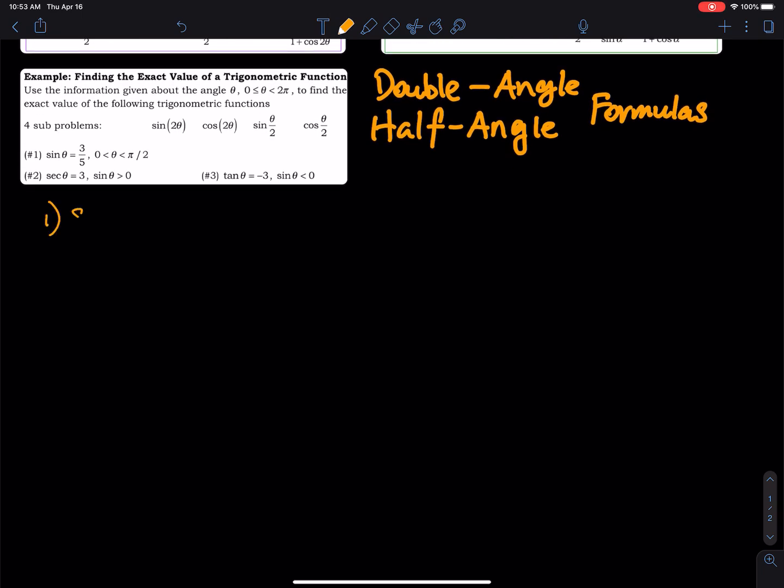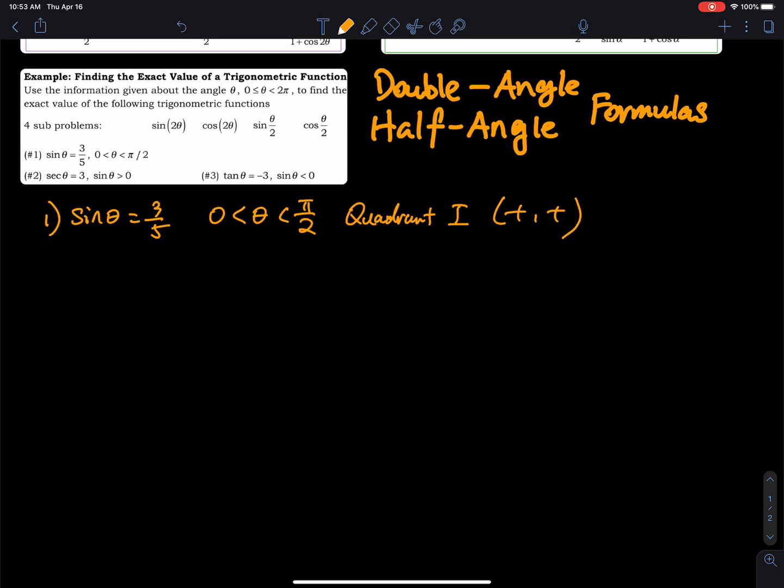We have sine of theta equals 3 over 5, and 0 is less than theta, less than pi over 2. Since theta is between 0 and pi over 2, go back to your unit circle. What quadrant is that? That is quadrant 1, right? In quadrant 1, both x and y are positive.